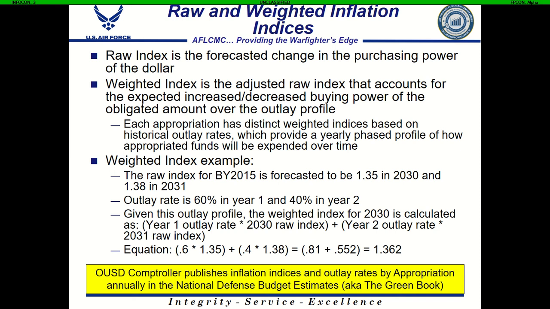These weighted index tables are produced by the OUSD Comptroller every year. They're published in what's called the Green Book. They're appropriation specific, and these are what we're told shall be used when we do our budget requests.